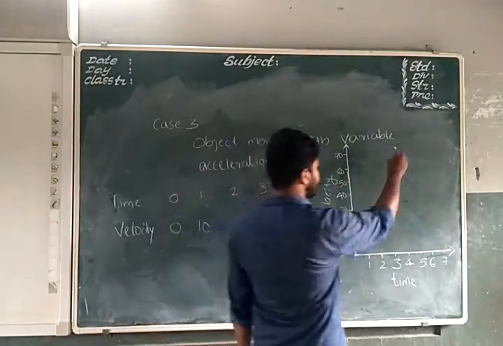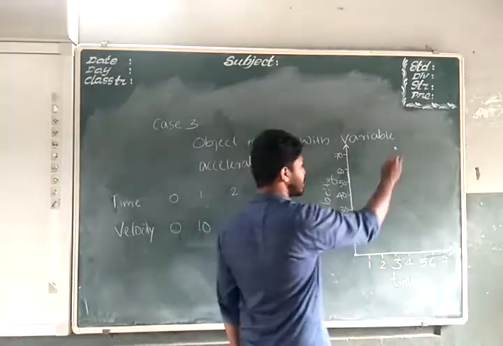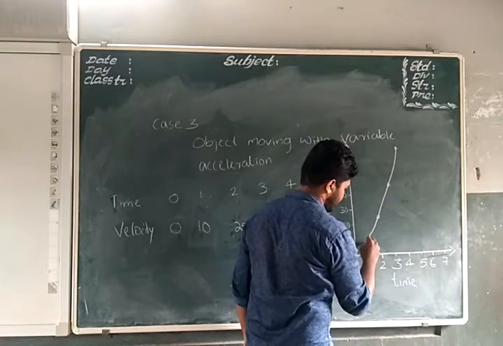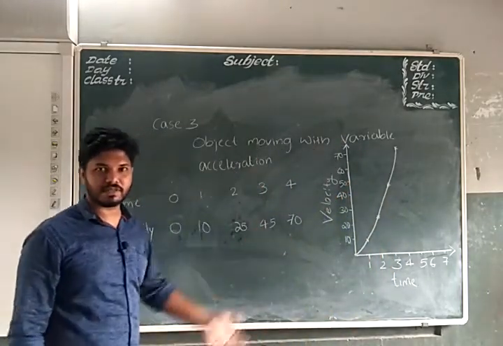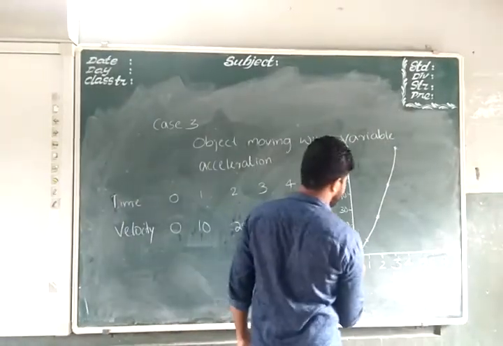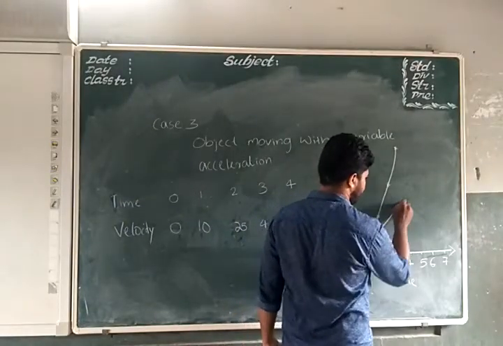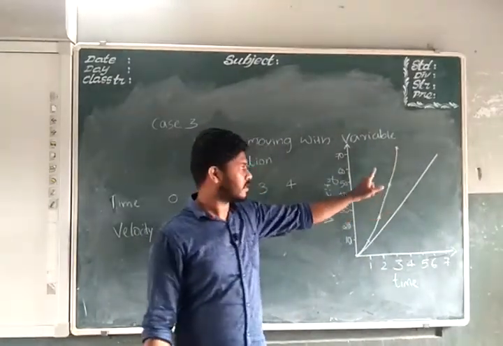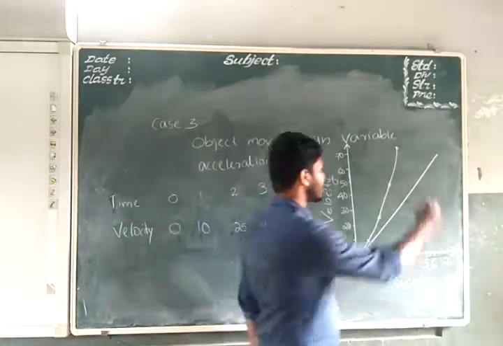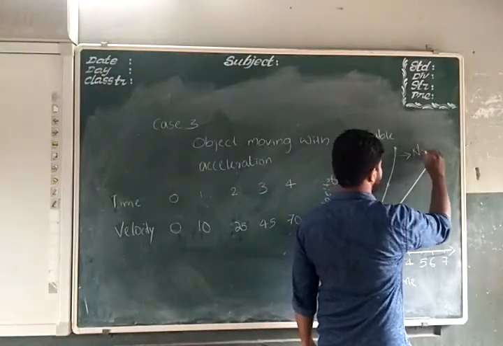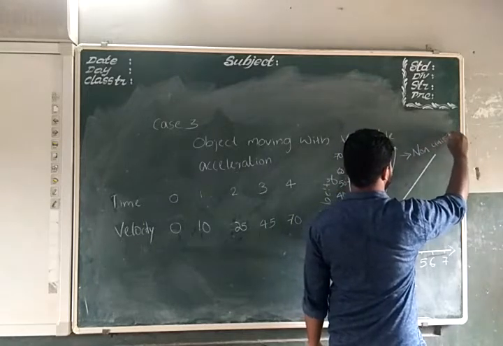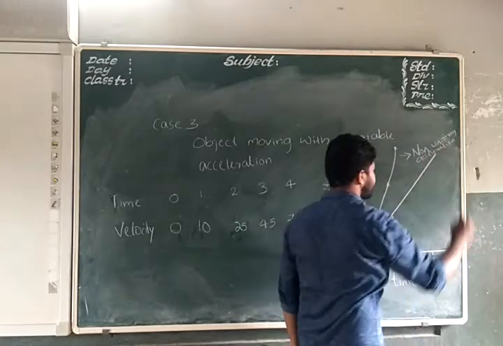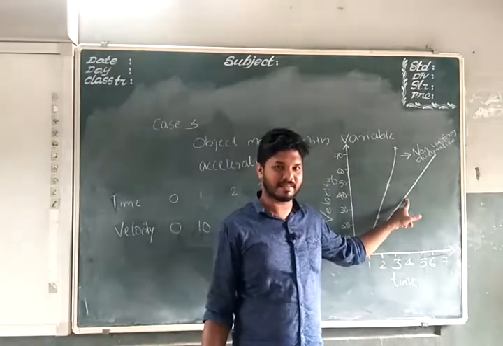So when we join these points, we can't join them using a straight line. So we have to join by hand. See, what is the nature of the curve? As I told, it's a curved line, and this curved line indicates a non-uniform acceleration. Non-uniform acceleration.